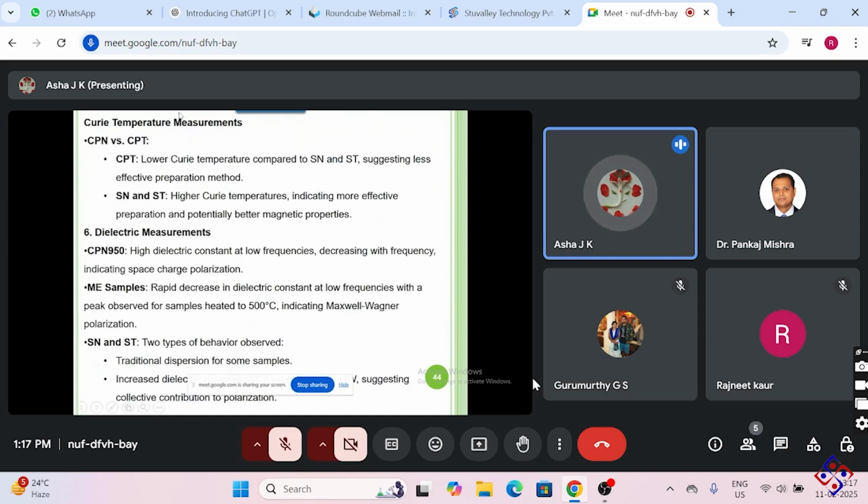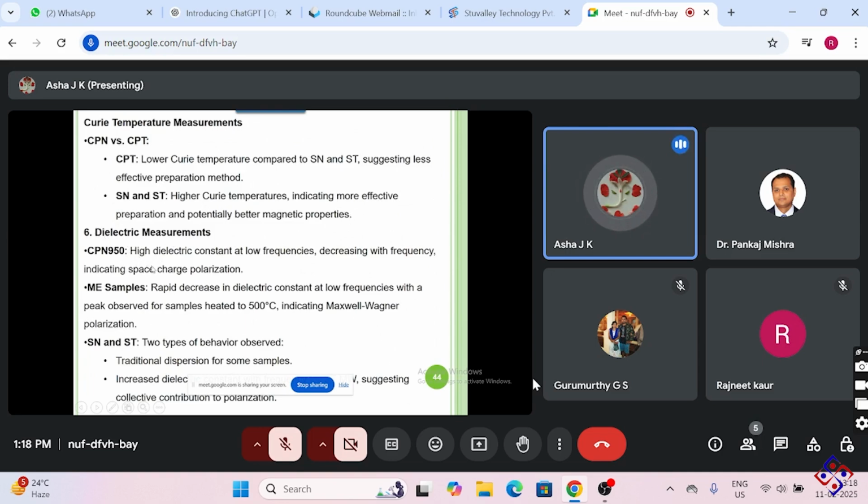So next thing is the Curie temperature measurements. The lower Curie temperature compared to SN and ST suggests a less effective preparation method, and a higher Curie temperature indicates a more effective preparation and potentially better magnetic properties. Next thing is the dielectric measurements.